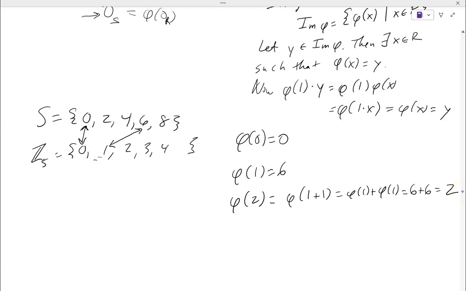Which is 2, because we're doing everything mod 10. So it's just dropping the tens digit off. Phi of 3. Yep, how'd you get 8? 2 plus 6. Yeah.